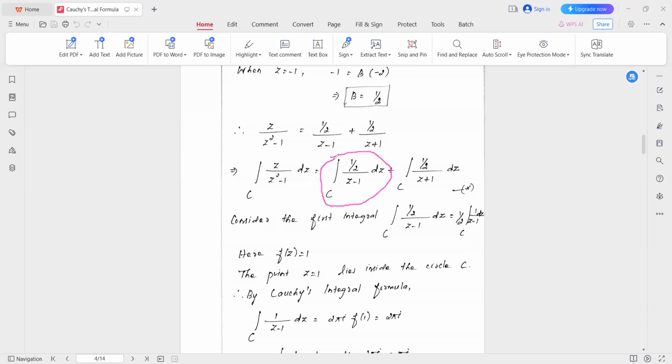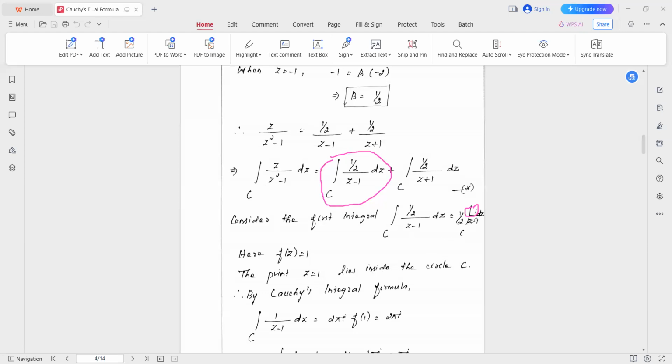Here 1 by 2 is a constant value, so we are taking it outside. So the integral of 1 by 2 by z minus 1 dz is equal to 1 by 2 into the integral over 1 by z minus 1 into dz. Here what is the value of f of z? Of course, 1. f of z is equal to 1. Here the numerator part is the same as z minus z naught.